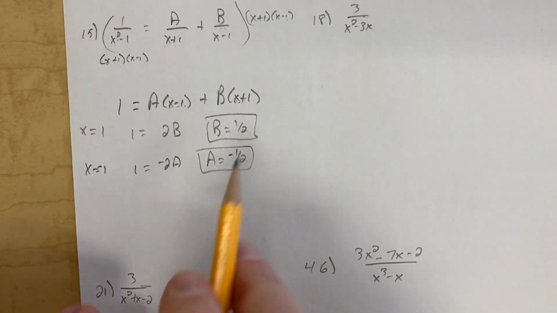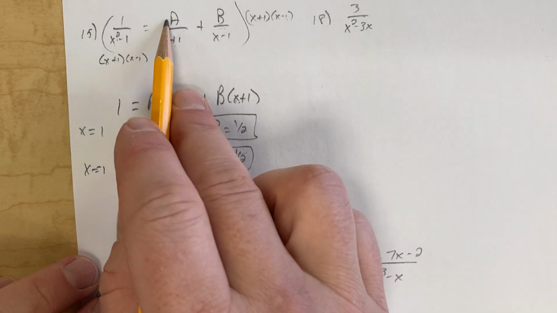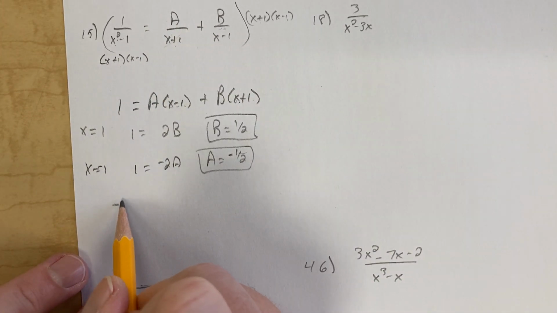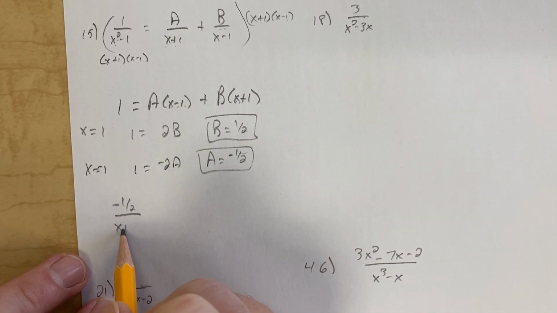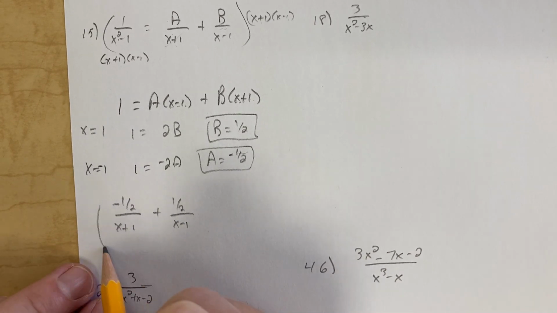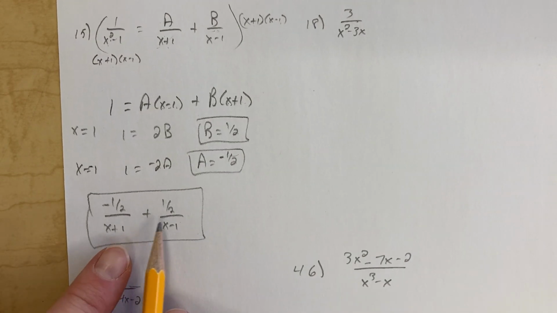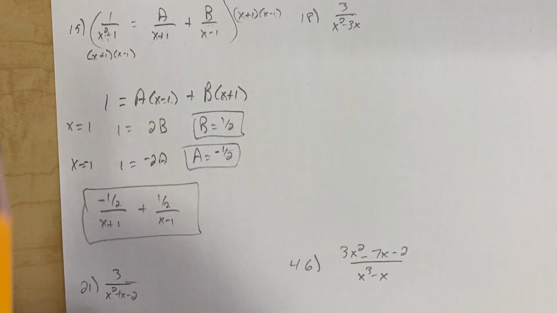All right. Now, we're not quite done. We found these values. We got to plug them back into here. So we're saying negative 1/2 over x plus 1 plus 1/2 over x minus 1. This is the fractional decomposition. If you were to put these together with a common denominator, you would get right back to this original.